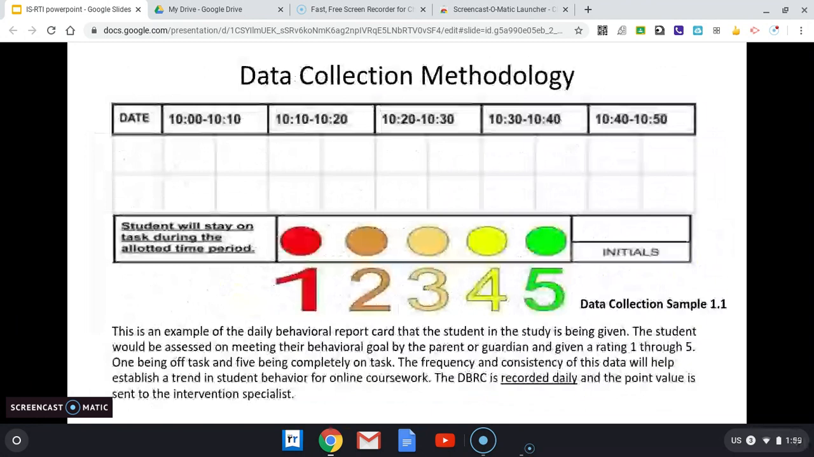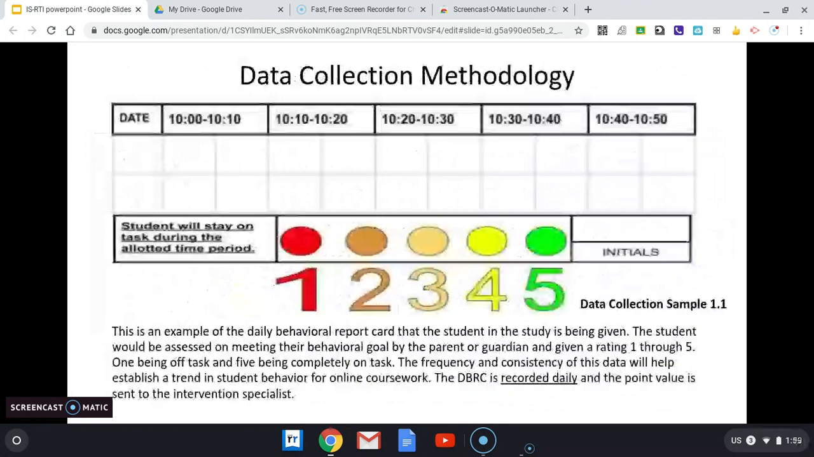So my methodology. This is an example of the data collection that I used. You'll see from 10 o'clock to 10:50, the parent was to identify whether the student was on task or off task based off of their behavior. So they would put a Y or an N. And then they would count the amount of Ys or times on task, and that would reflect in the 1 through 5 down at the bottom.